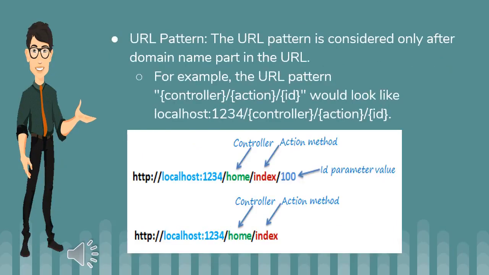URL pattern. The URL pattern is considered only after the domain name part in the URL. For example, the URL pattern {controller}/{action}/{id} would look like localhost:1234/{controller}/{action}/{id}. Anything after localhost:1234/ would be considered as the controller name. The same way, anything after the controller name would be considered as the action name and then the value of the id parameter. If the URL doesn't contain anything after the domain name, then the default controller and action method will handle the request. For example, localhost:1234 would be handled by the Home controller and Index method as configured in the defaults parameter.